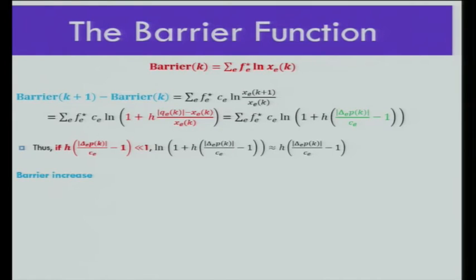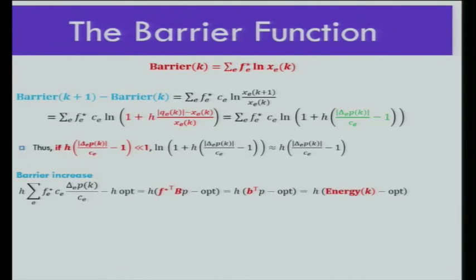So now again, let's go back to this formula here: barrier k plus 1 minus barrier k. And what we have really done is replaced this log term by h times the potential difference by cost, minus 1, and we have split these two terms. So the f star ce term will give you 1 opt, which gets multiplied with h. So this is h opt. What about this term here? So this cost and this cost get cancelled, right?